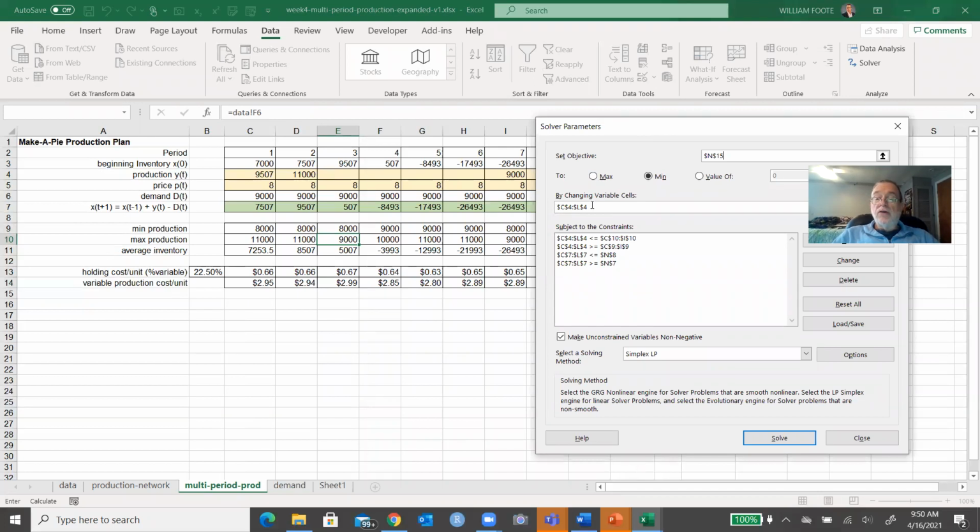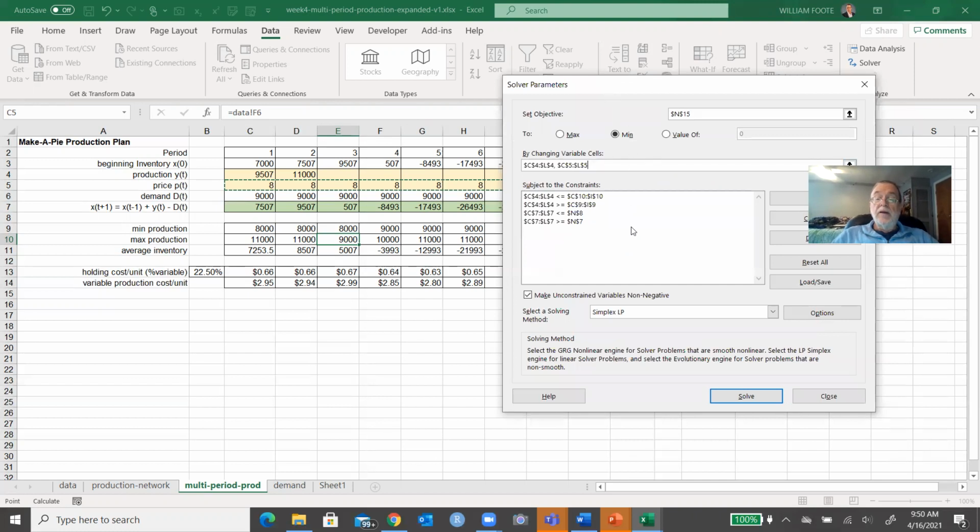Changing cells, variable C to L. That's good. I have to put a comma in here in order to write in the price decision, because that's the other decision we're making here. Okay. C to L, C to L, C to L. Oh, that's wonderful.